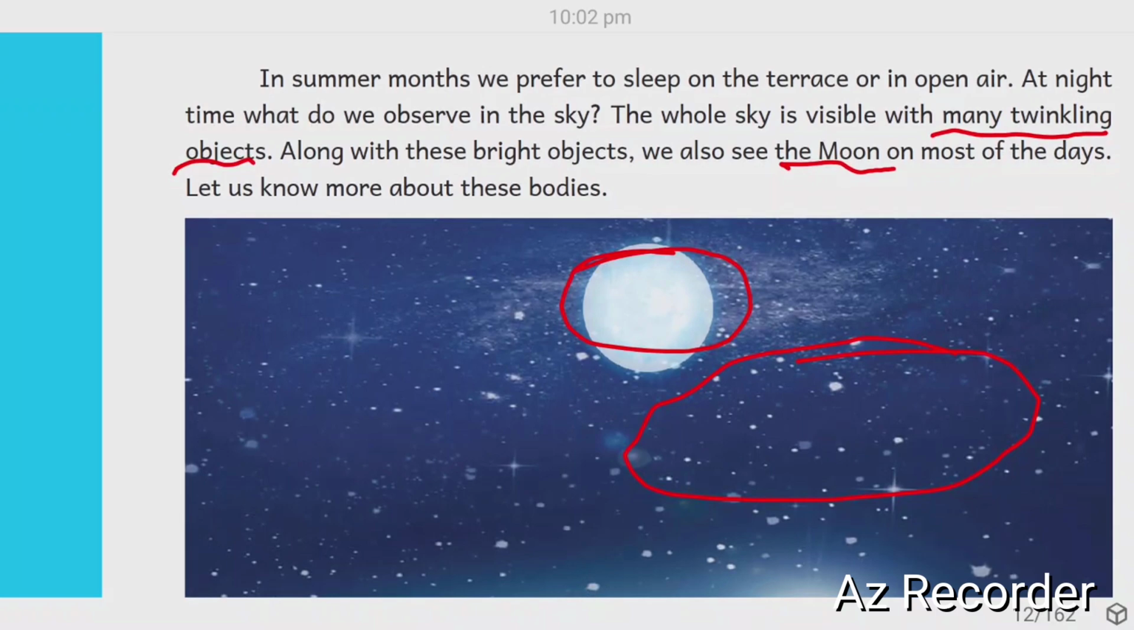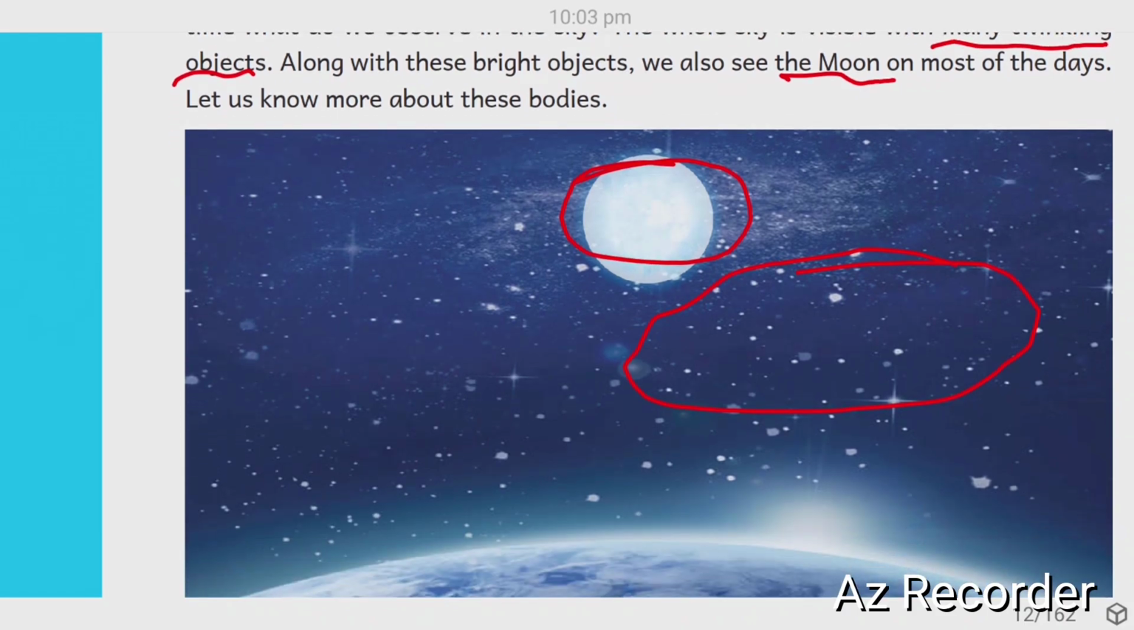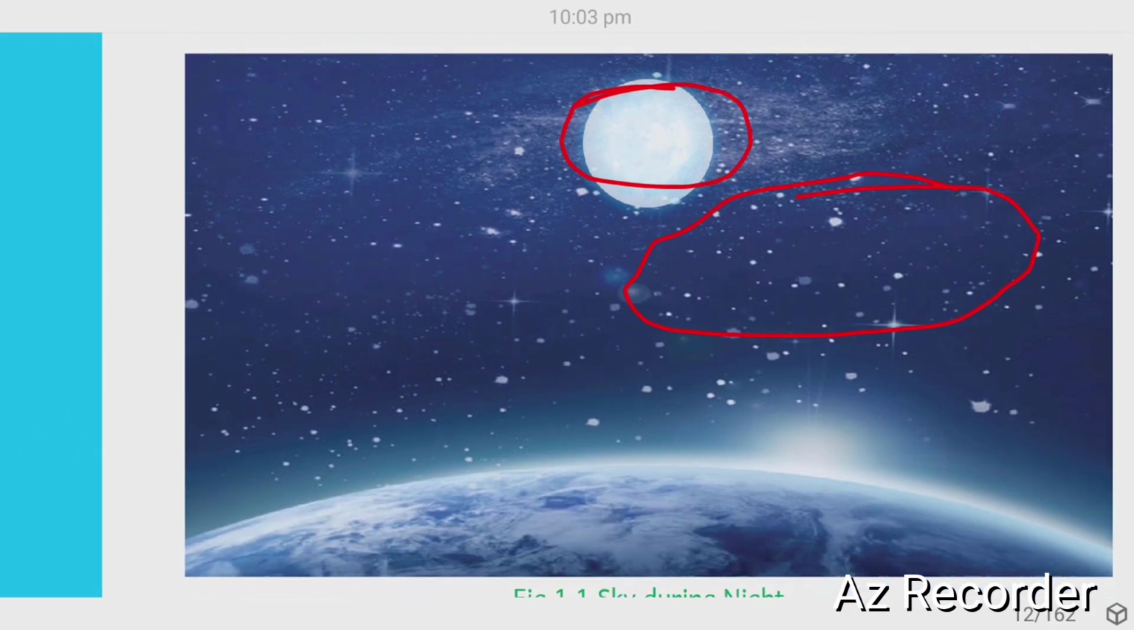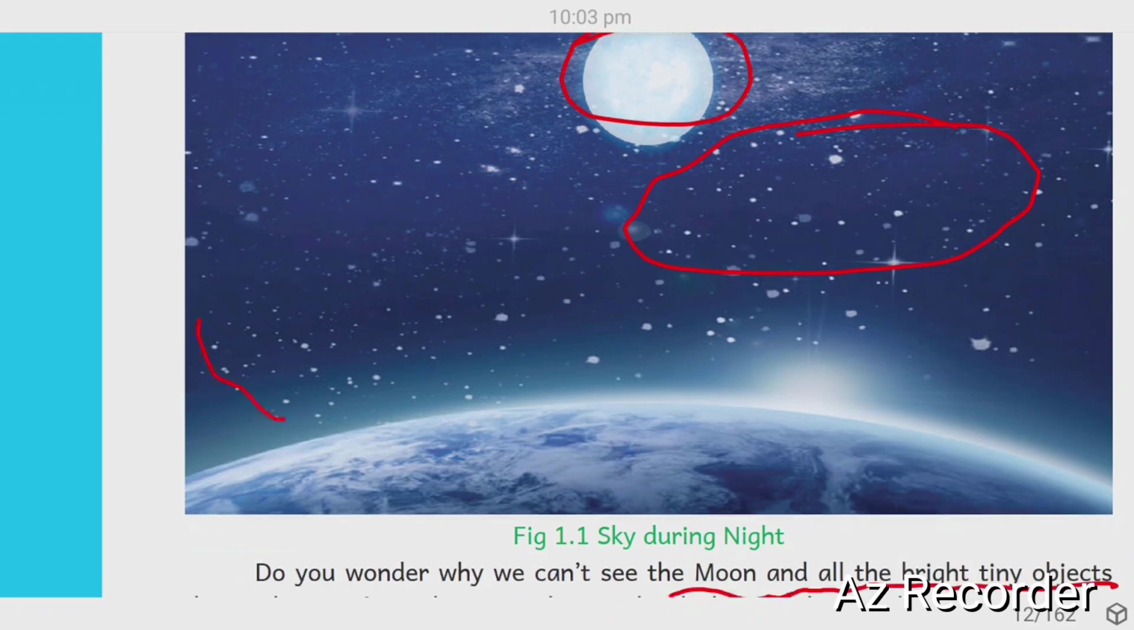In summer months, generally, if we sleep outside on our terrace, we can see so many twinkling objects and also the moon in the sky. Look here, this is the clear sky at night time. Here we can see a number of twinkling objects as well as the moon.